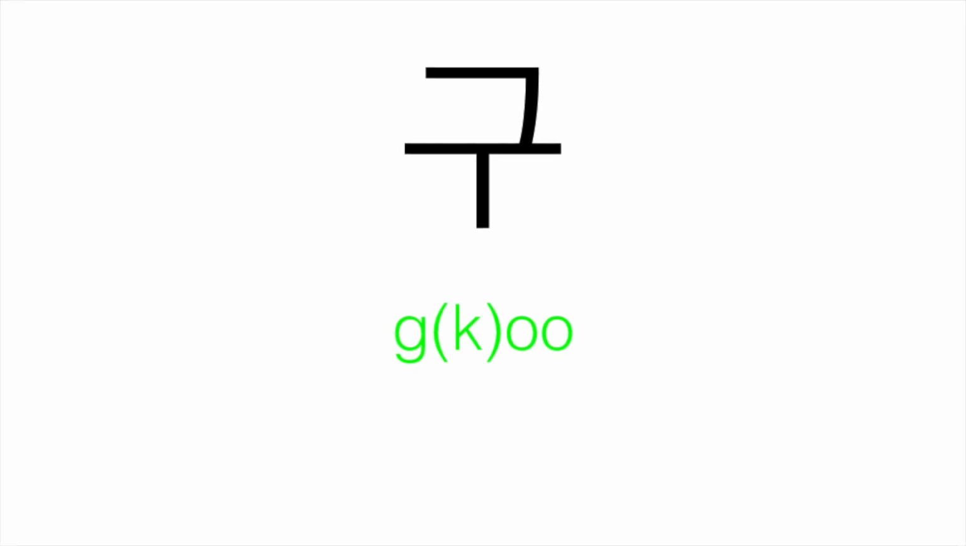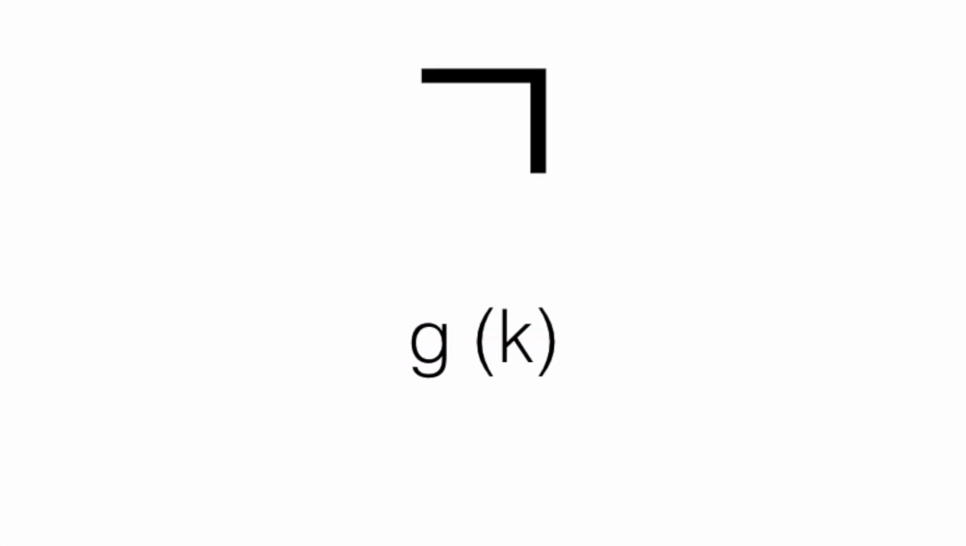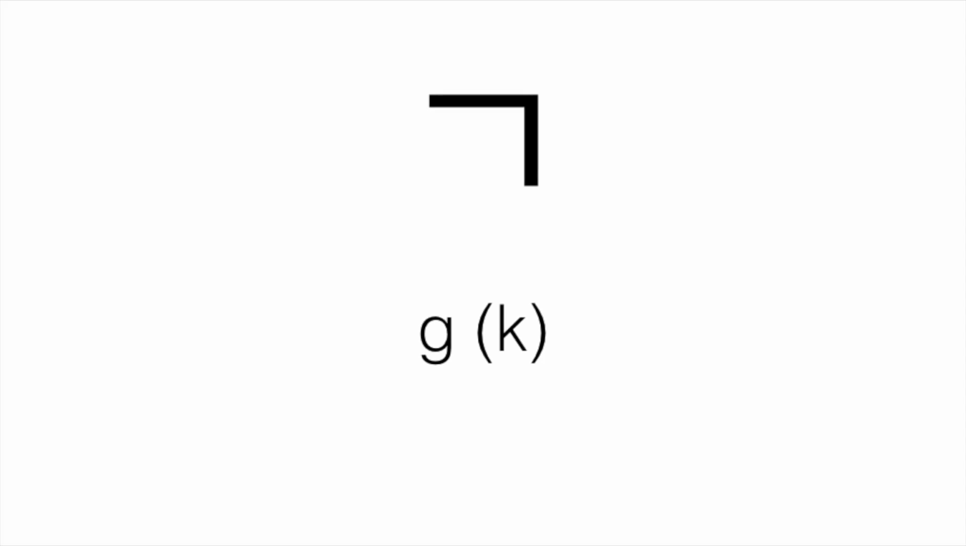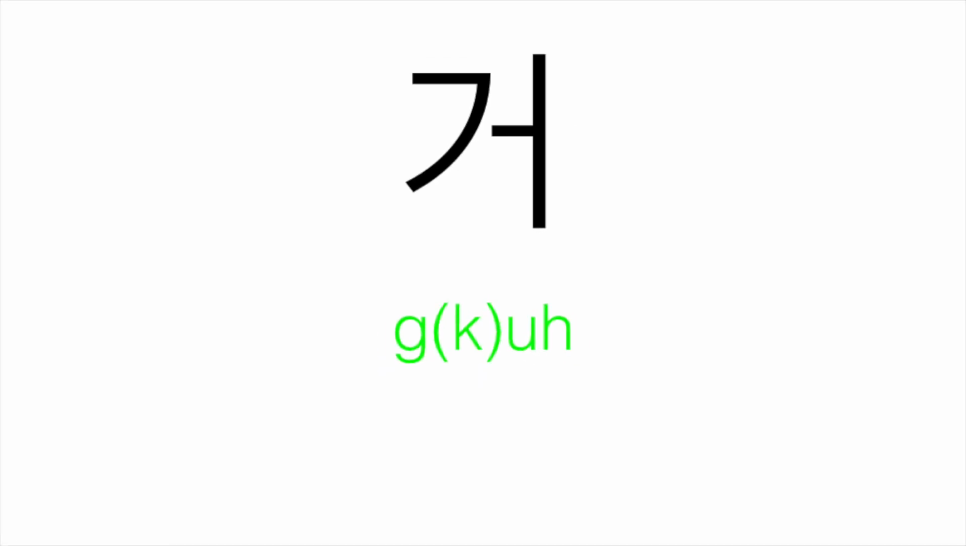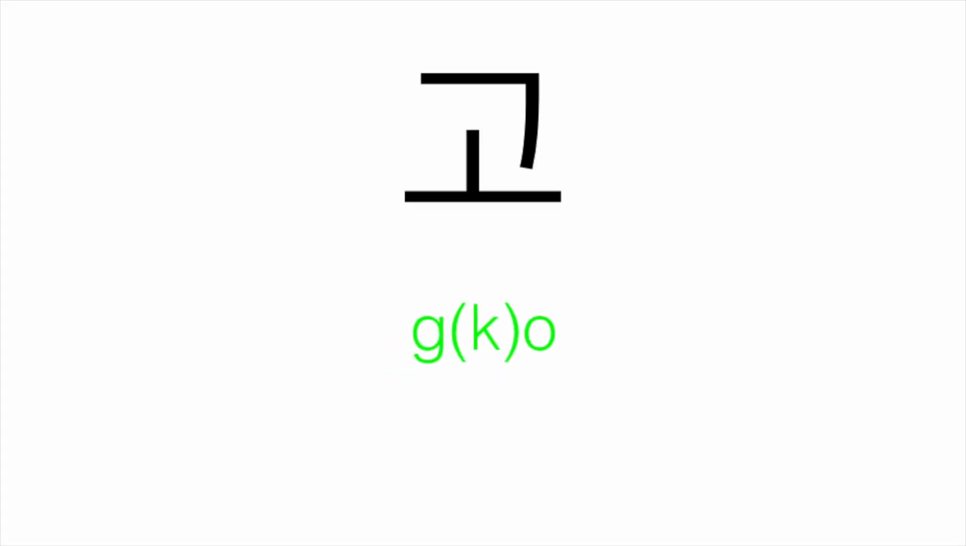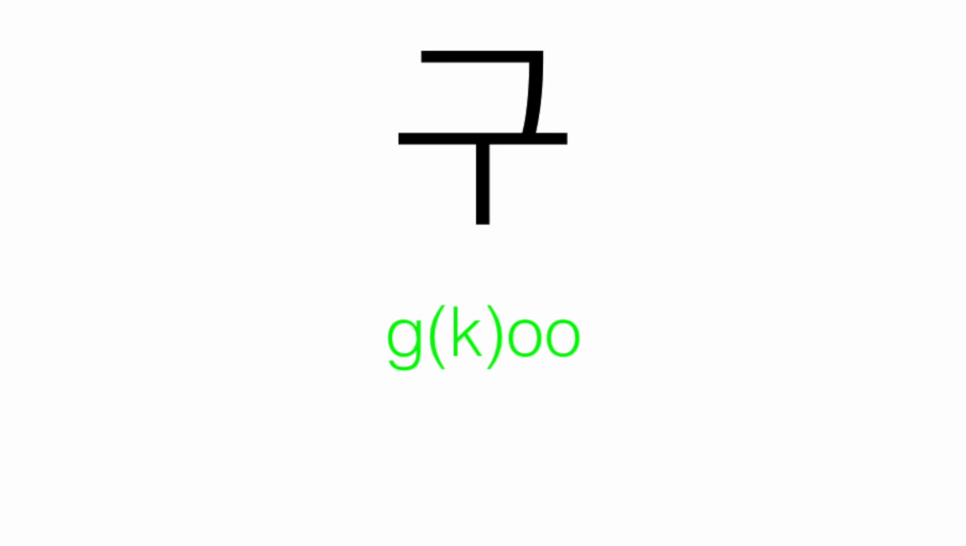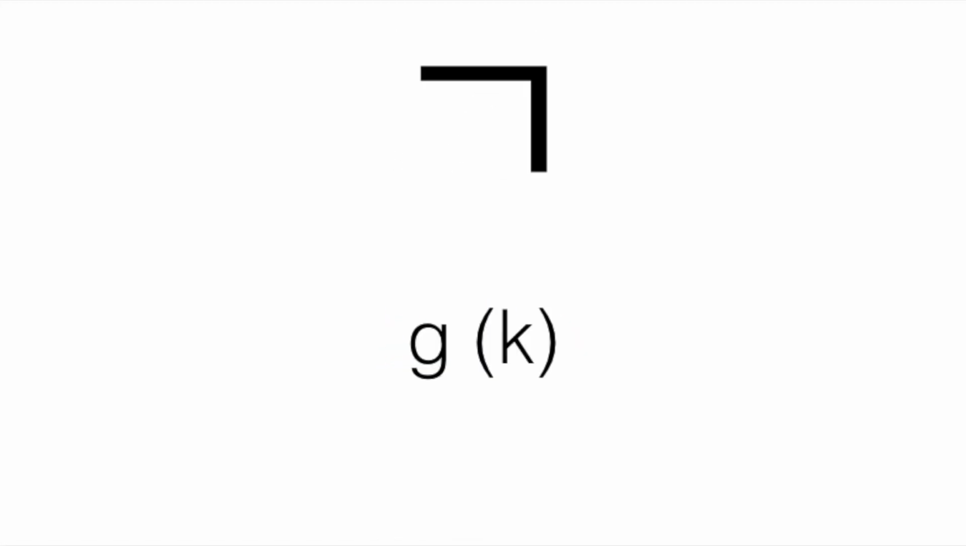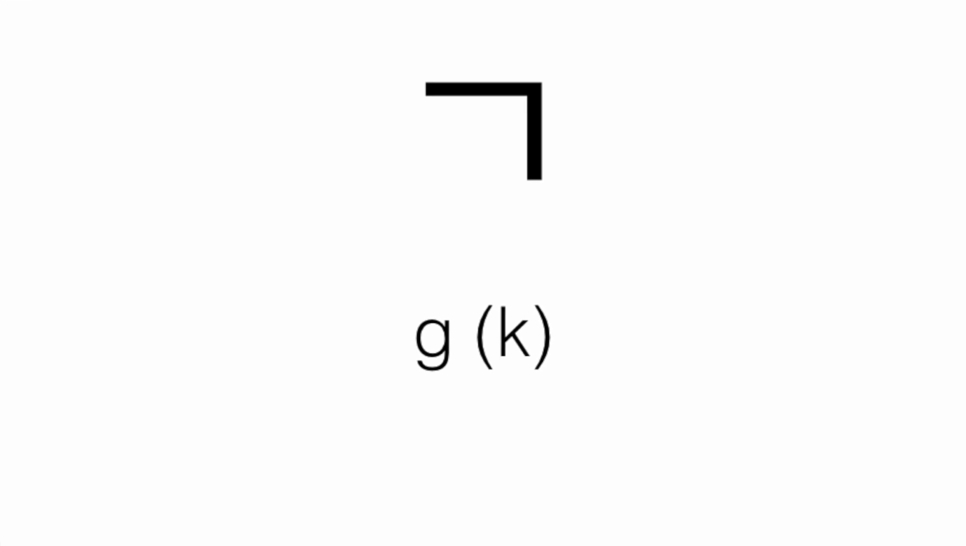This letter may be a bit harder to pronounce since there's not an exact sound in English consonants. But the more you hear it, you'll be able to get it. Again, it's g, g, g, as in ka, ka, ko, ku, ki.